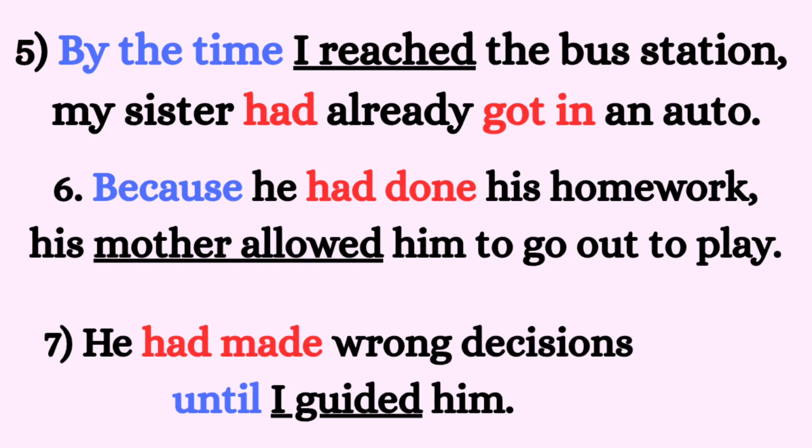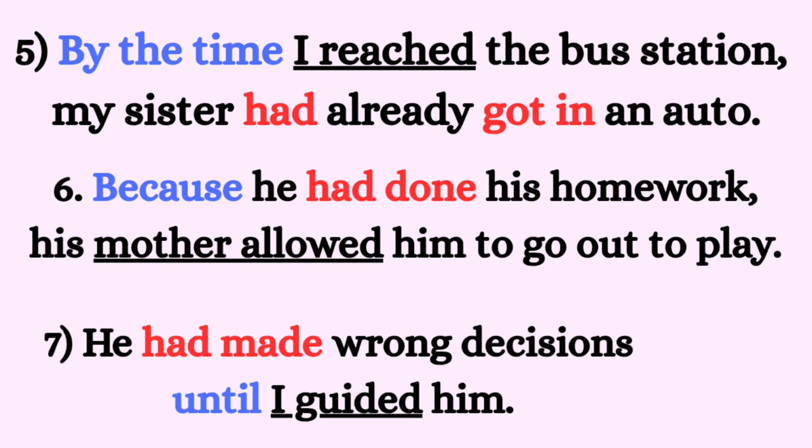Because he had done his homework, his mother allowed him to go out to play. What was the first action? He had done his homework. That was the first action in this sentence. And his mother allowed him to go out to play because he had completed his homework. So that is when his mother decided to allow him to go out to play.